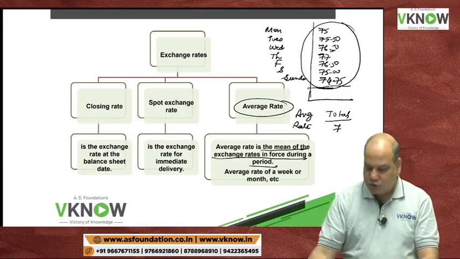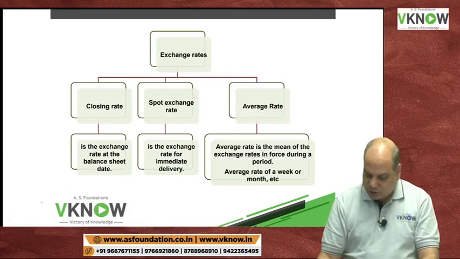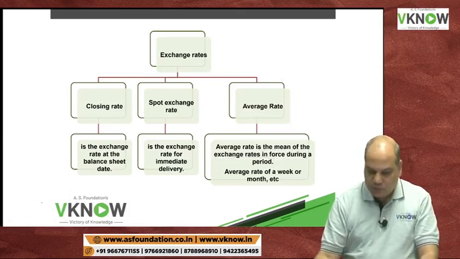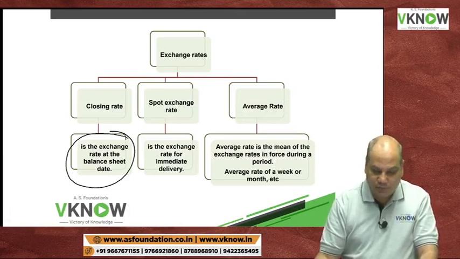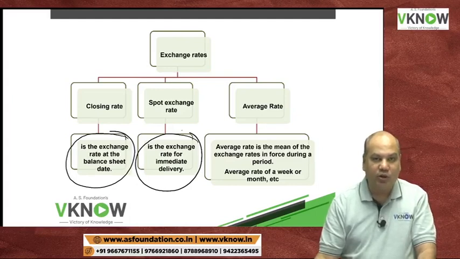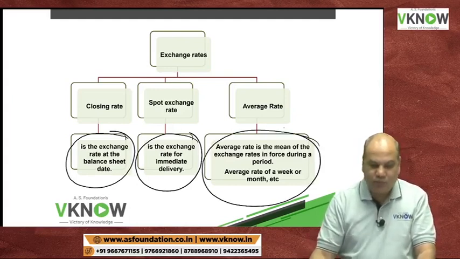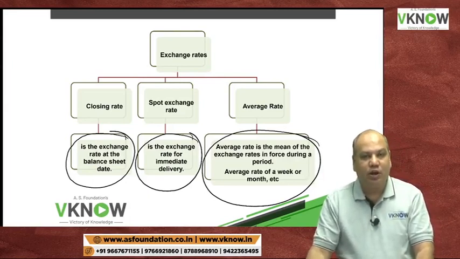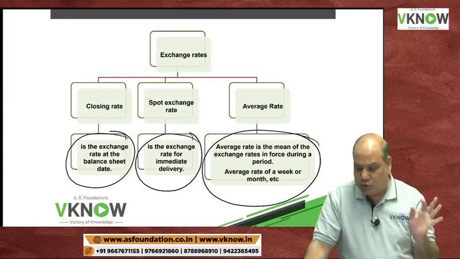Okay, so this is about different types of exchange rate. Why are we discussing it? For translating certain items, closing rate will be required. For translating certain items, spot rate will be required. And for translating certain items, average rate will be required. So that is what we will learn: which rate will be used when.